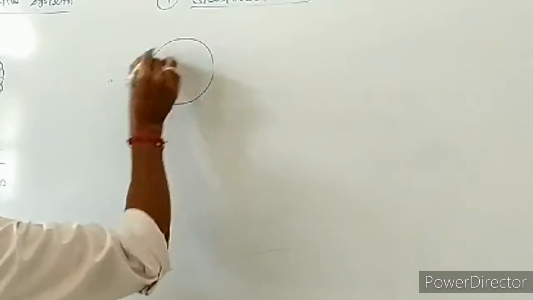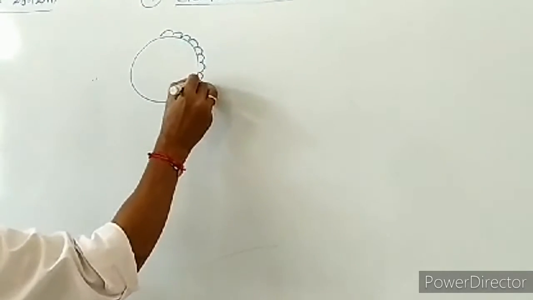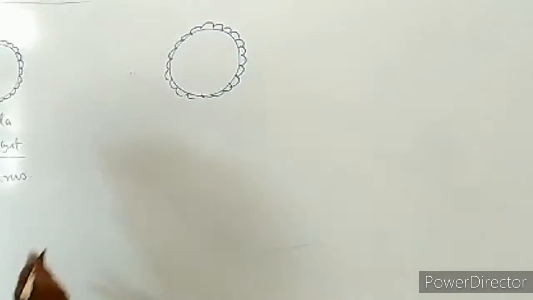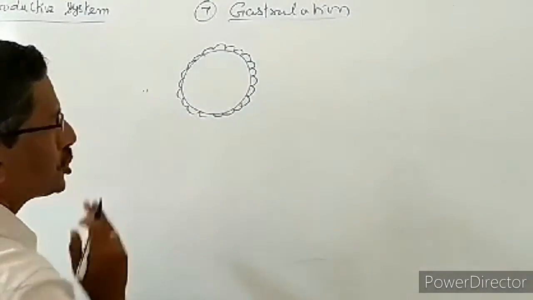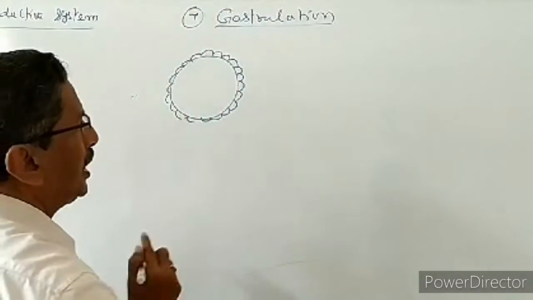Now this is the gastrula. It is a hollow spherical ball-like structure. It is having one layer of cells at the outermost region. Now this is blastula. Just now we have studied. It is actually attached with the wall of the uterus. We did not think about the uterus or blastula and uterus.